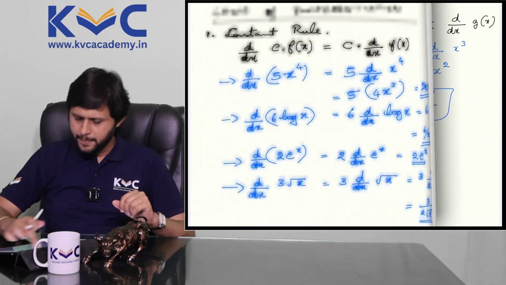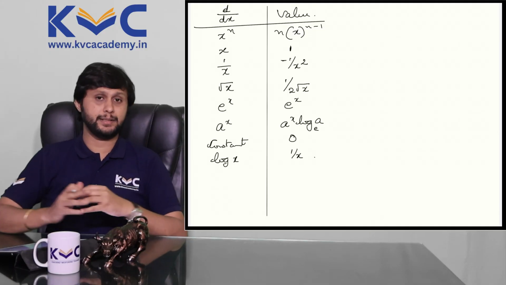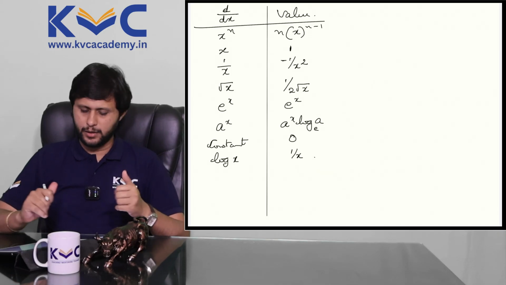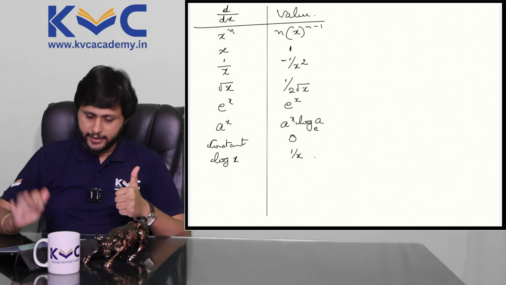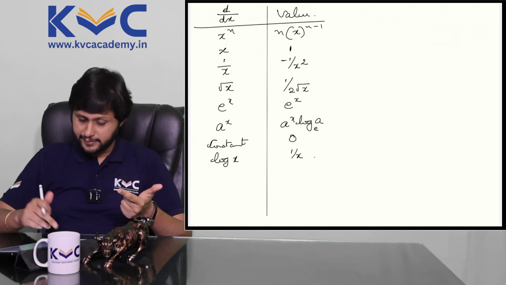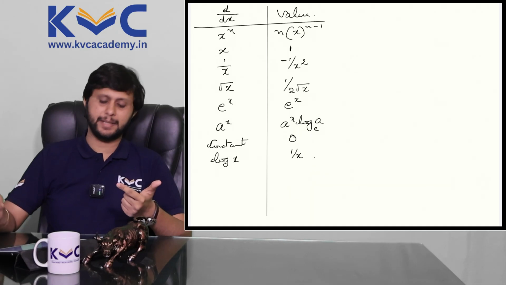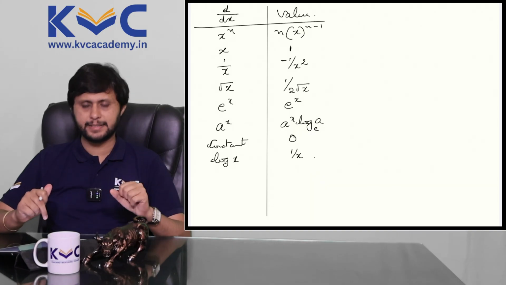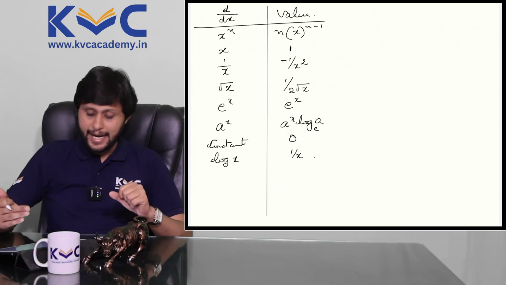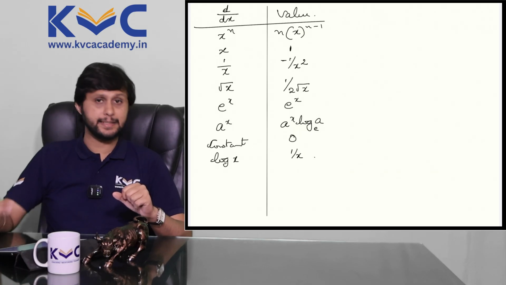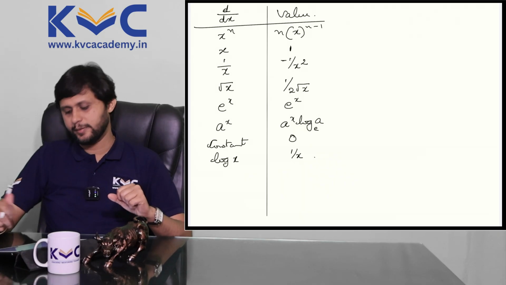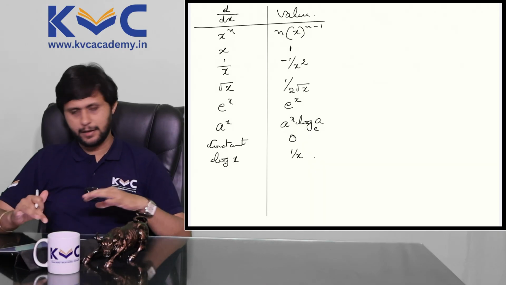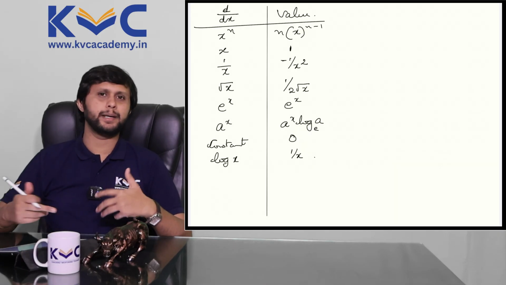So what did we study so far? Let's quickly revise, otherwise there is a possibility that it gets lost. Basic rules, the formulas: differentiation of x to the power n is n into x to the power n minus 1. Differentiation of x is 1. Differentiation of 1 by x is minus 1 by x square. Differentiation of root x is 1 by 2 root x. Differentiation of e to the power x is e to the power x. Differentiation of a to the power x is a to the power x log a to the base e. Differentiation of constant is 0. Differentiation of log x is 1 by x. You need to memorize this. Be comfortable with this, otherwise when I solve you may get lost.